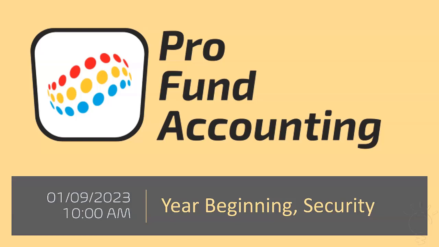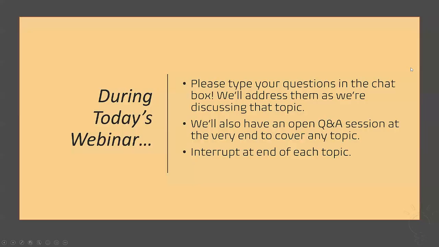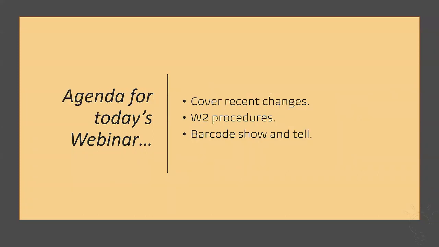Today, we're going to be talking about some year-beginning W-2s, W-4s, things like that, security changes that we've done. And then we're also going to be talking about the barcode gun. So we're going to cover some recent changes that will be coming. We'll be doing a release later today, so I want to show the changes from that as well as for today. Then we're going to cover some W-2 procedures and a few other year-end miscellaneous things, just to remind everybody how certain things work. And then I'm going to do a little barcode show and tell.